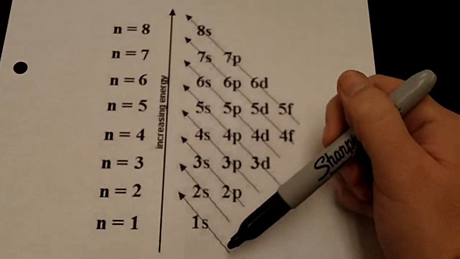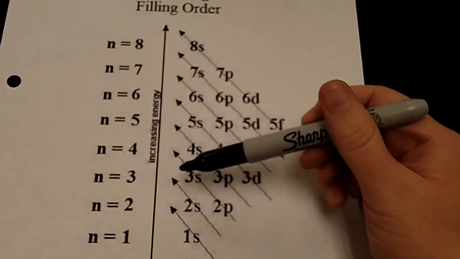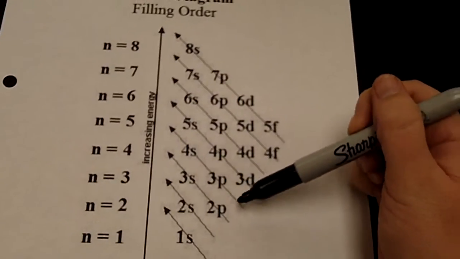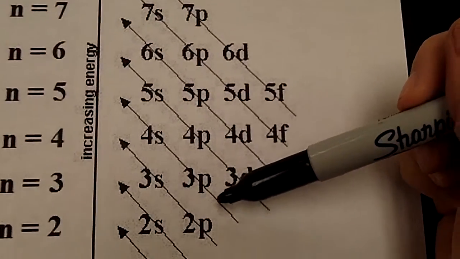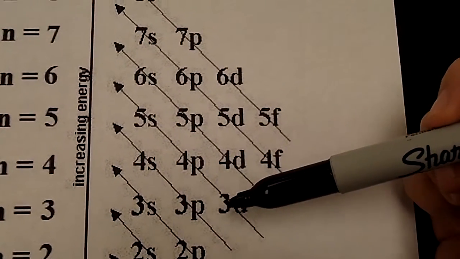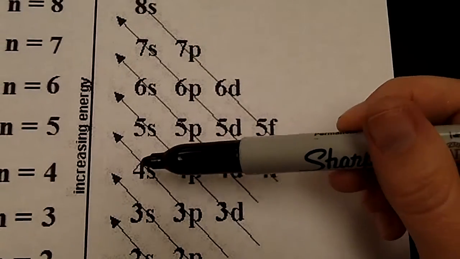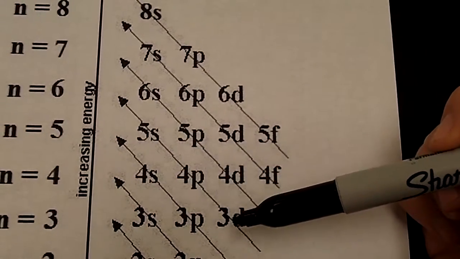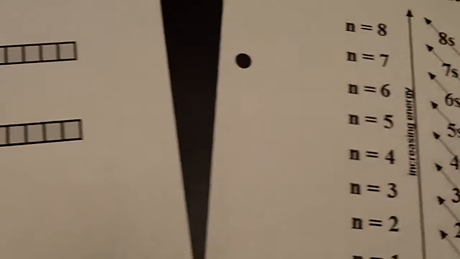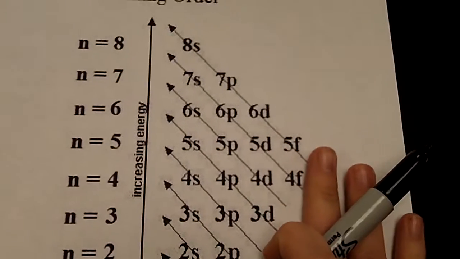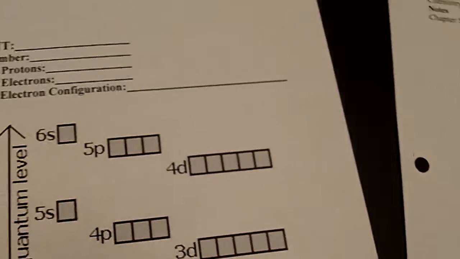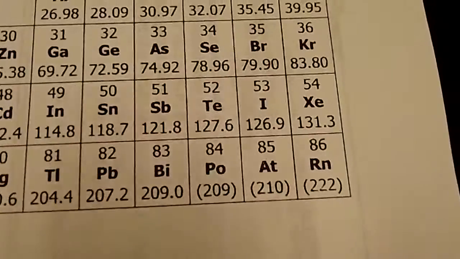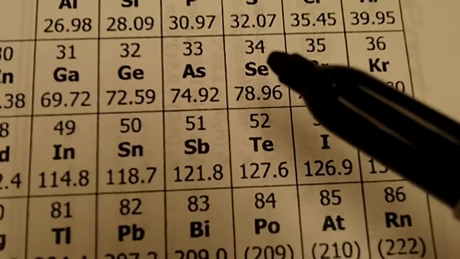But this is just showing you the order in which you're going to fill your different orbitals, your different sublevels. Notice, once you're finished filling 3s, you fill 3p. Notice you don't fill 3d next. You go on to fill 4s first before filling 3d. So we're going to see that in this case. This is very helpful in the future, so you know what to fill before the other orbitals.